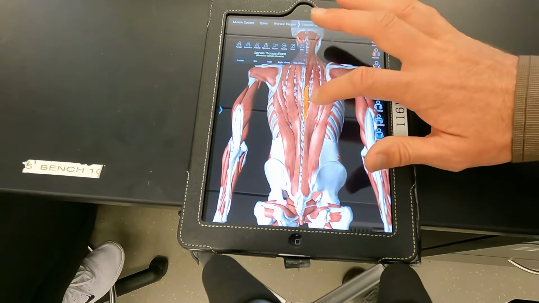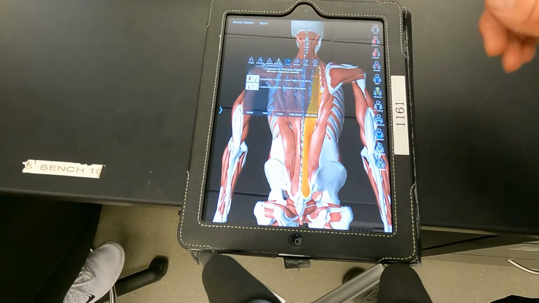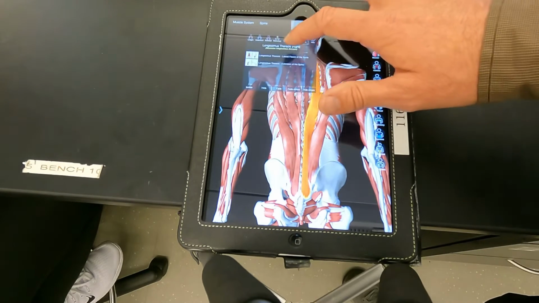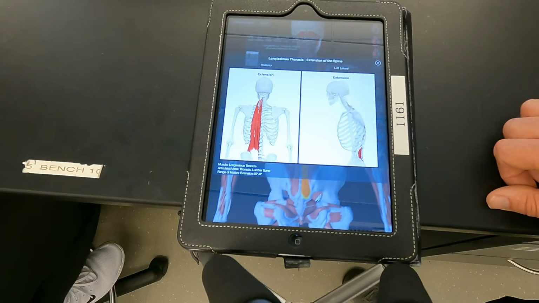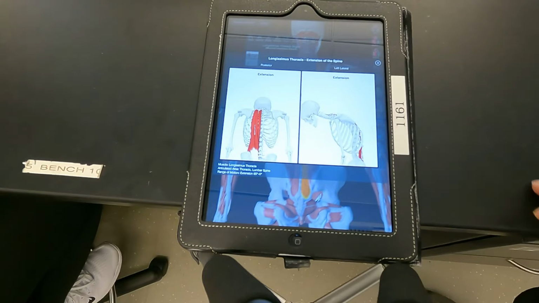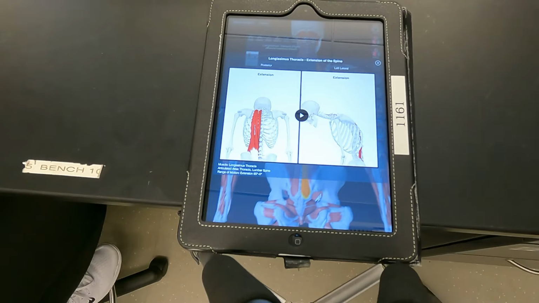Now the next question is, what are those muscles going to do? And if you go to, let's just pick the longissimus thoracis, and then go to video, and go down to the second one, extension of the spine. That's it right there. So vertebral flexion, and this would be better if the video were on me now, but that's okay. Vertebral flexion is when you bend forward. Vertebral extension is when you bend back. And that's what the erector spinae are responsible for.